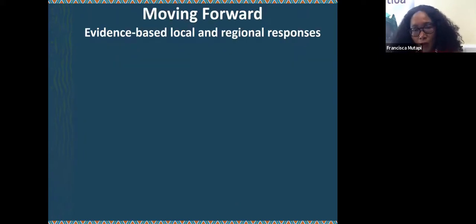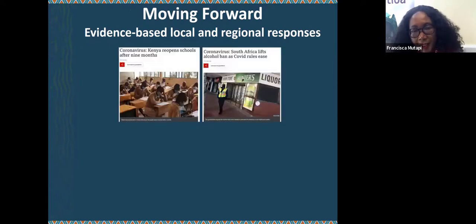So moving forward, what we want are evidence-based local and regional responses. Local responses are easy. Here are two recent examples from this month: Kenya reopening its schools, and South Africa lifting the alcohol ban. Now, these are supposed to be based on analysis of the epidemiology data in the countries, because that's the evidence base that allows you to know whether it is now a little bit safer to open schools or a little bit safer to lift the ban.